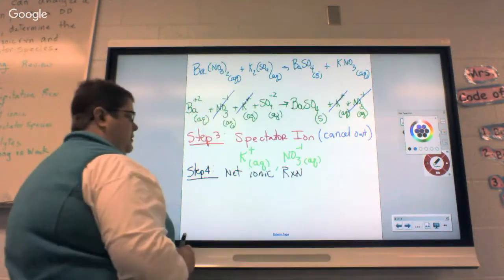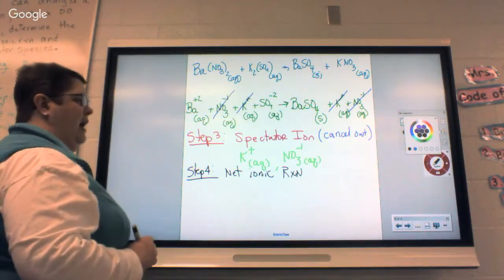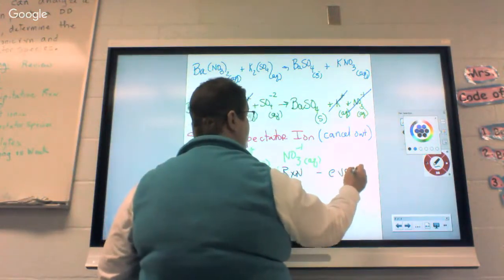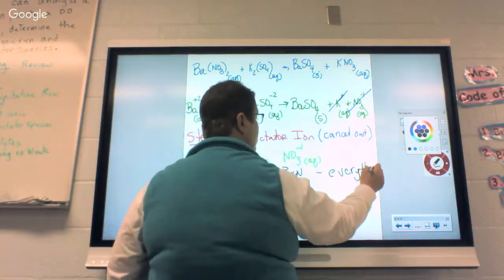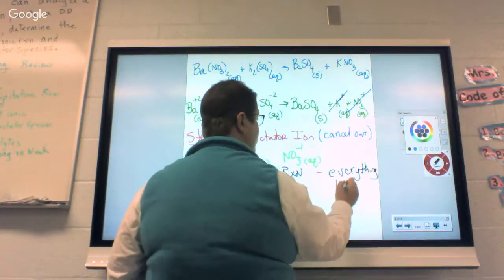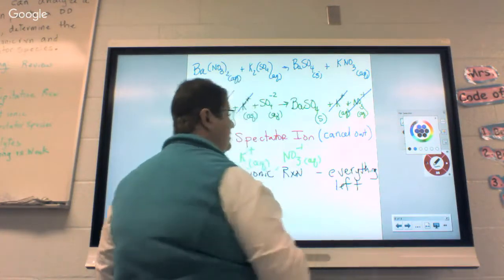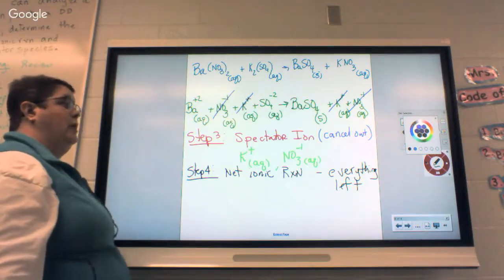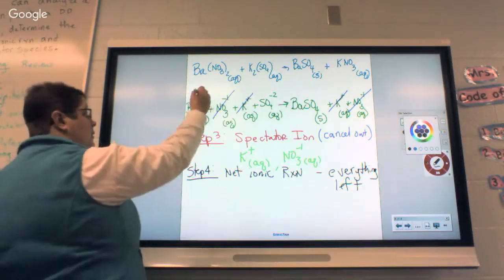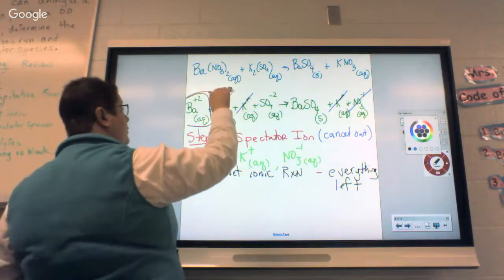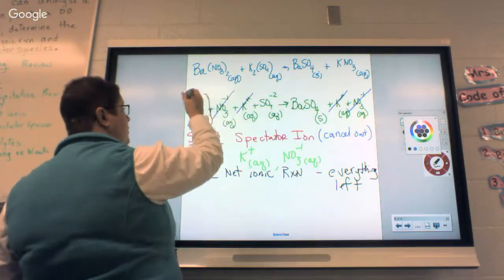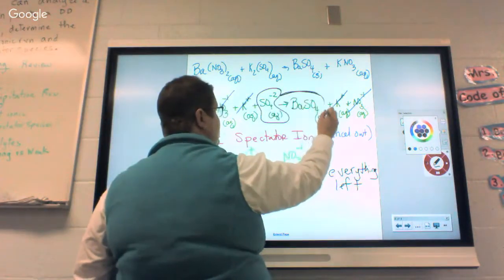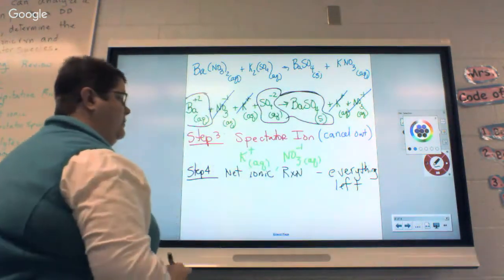Okay. Step 5 is the net ionic reaction. That is everything left. Whatever is left is the net ionic reaction. So what's left? Okay, this is left. The SO4 is left, and this is left. So that is my net ionic.